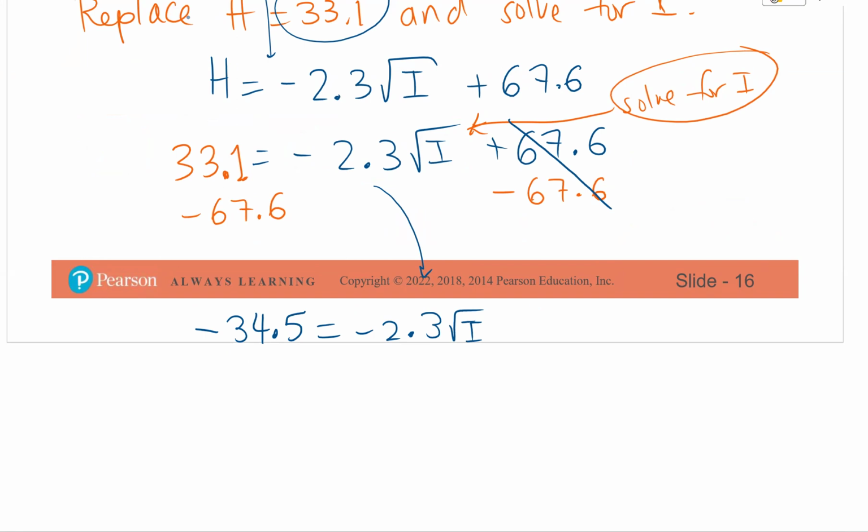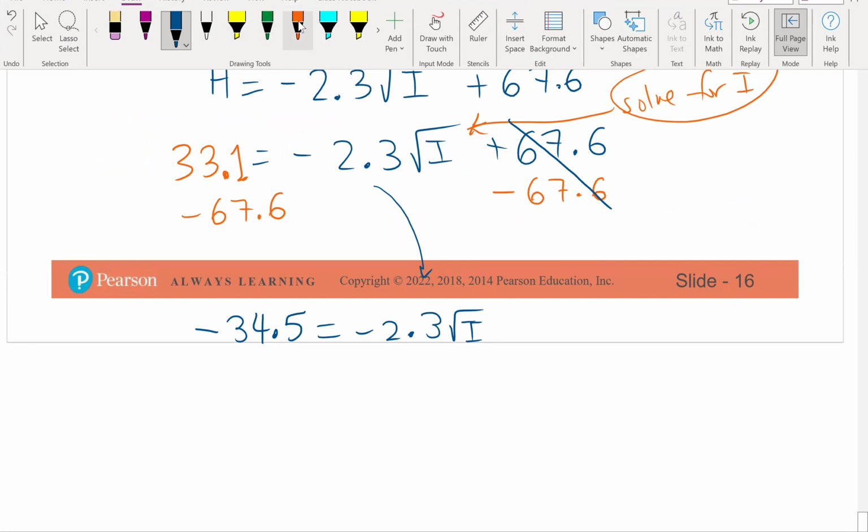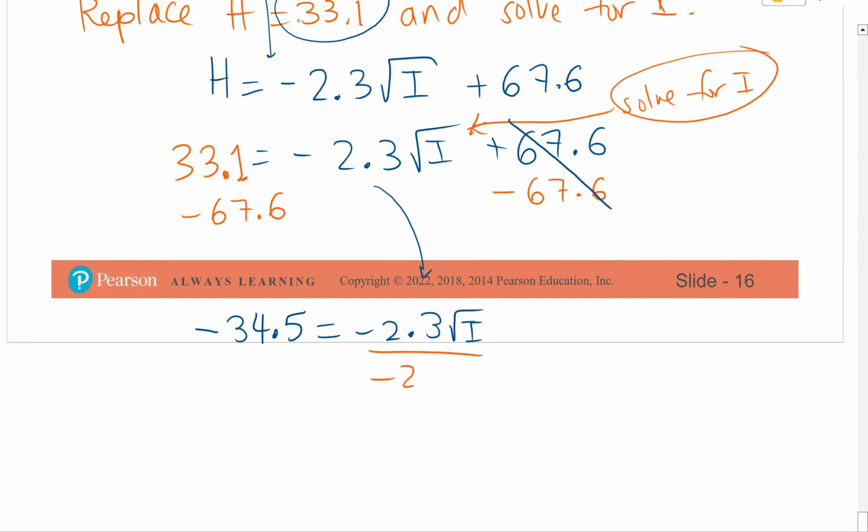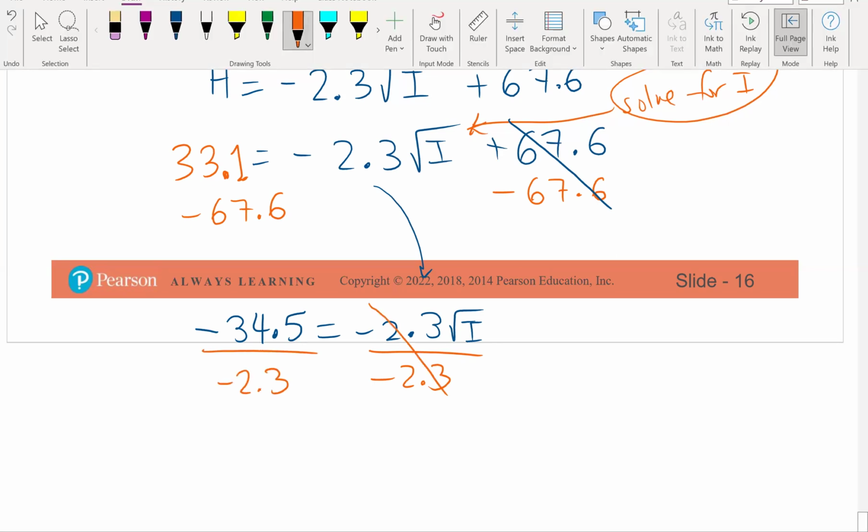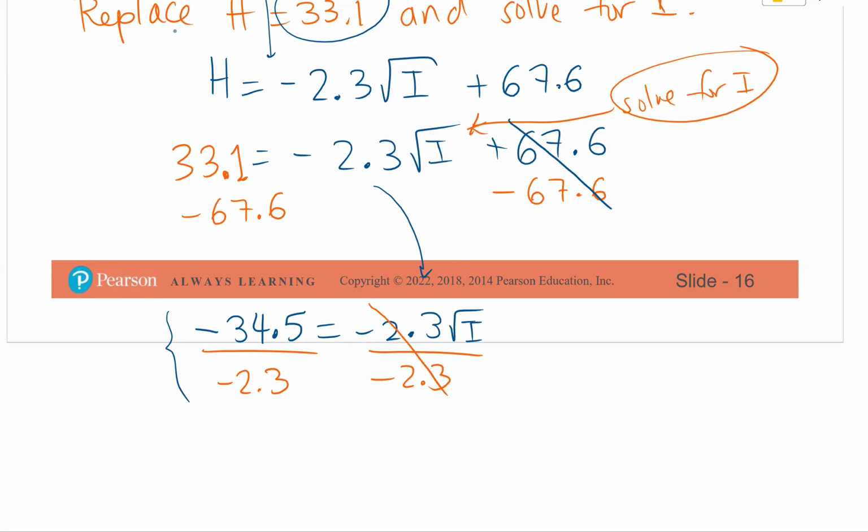Now I need to divide both sides by the coefficient of the square root of I, the negative 2.3. The 2.3 and the negative will cancel on the right side and just be on the left side. Now I have to divide these on my calculator. Oh yeah, divide. All right, 15, no way. Exactly 15? That is crazy. Wait, for real? Yeah, okay.